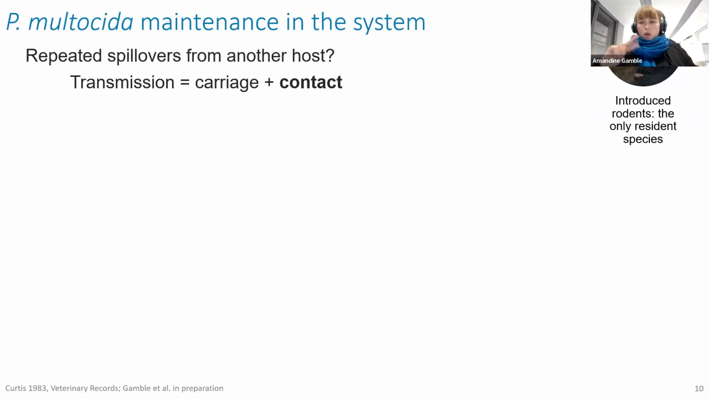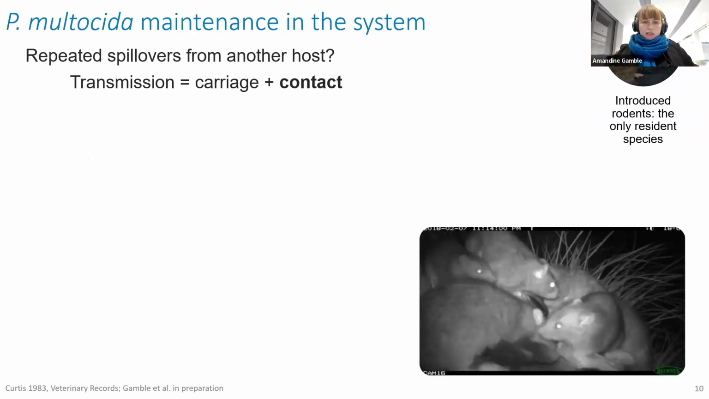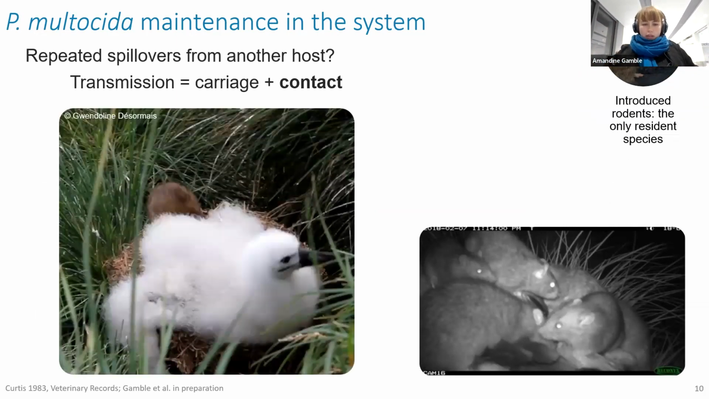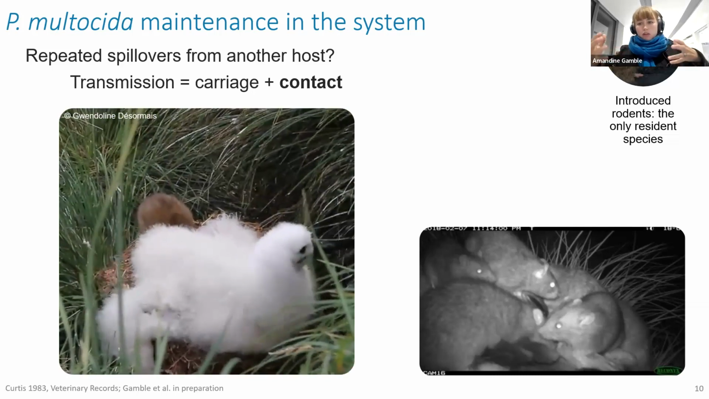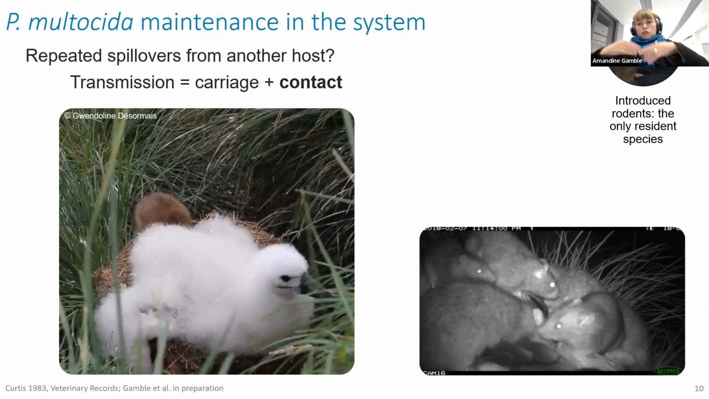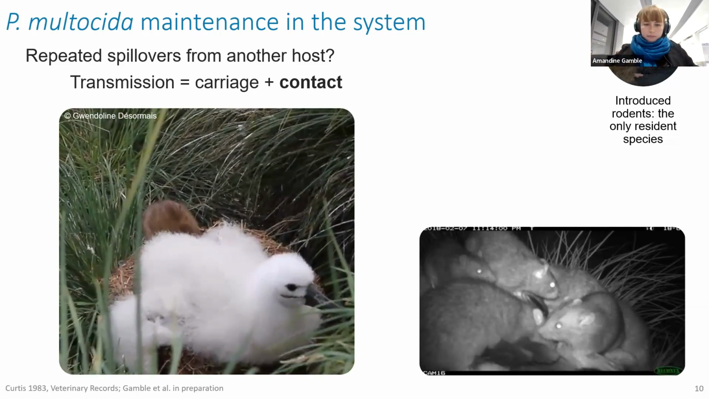So for transmission to happen, we need two things. First, we need contact. So we looked if there were contacts. So that's a pile of rats eating a dead albatross. So ideal setup for the rats to get exposed to Pasteurella multocida. And that's a rat feeding on a live albatross chick. So that's an opportunity for the rats to then transmit the pathogen to the chick.